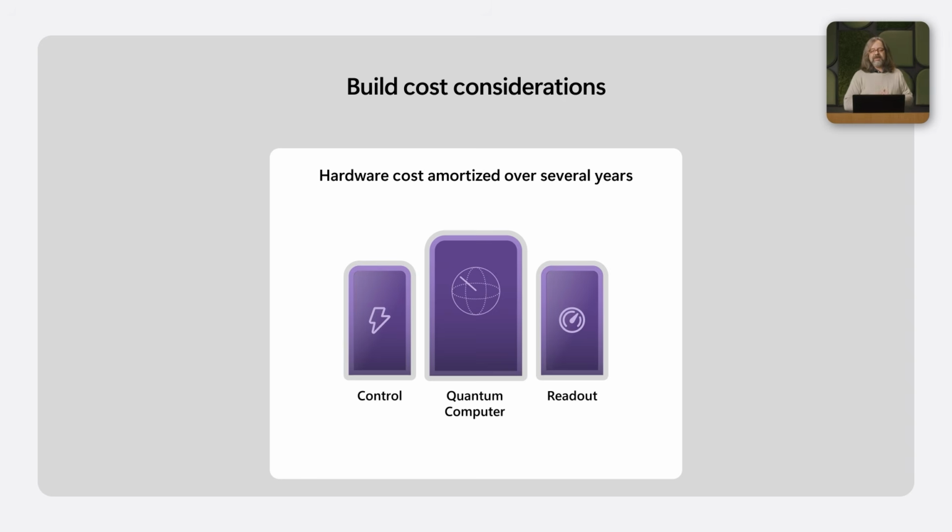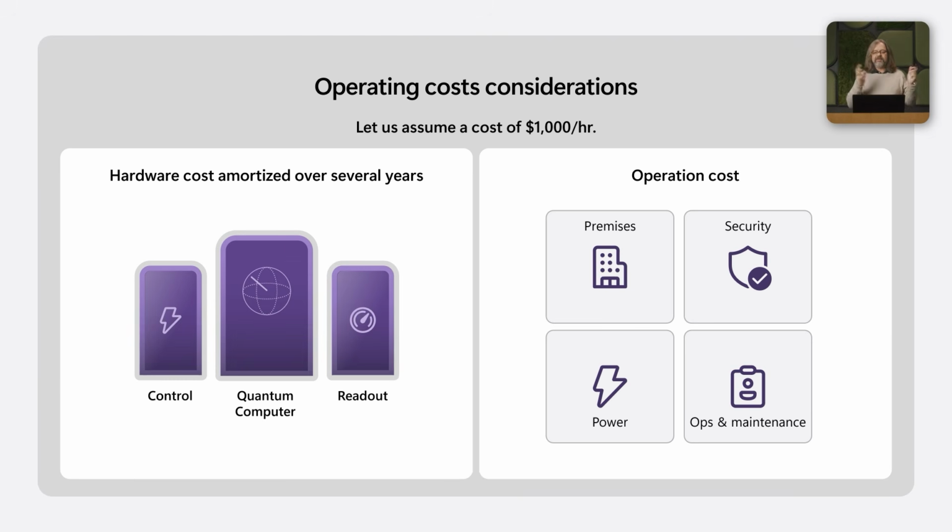In addition to the build cost, I also need to include the operating cost: the cost for the building, for security, for power, for cooling, operations, and maintenance. And to keep things simple, I assume a round number of $1,000 per hour. That corresponds to about $10 million a year, which seems the right ballpark for building and running a quantum computer.